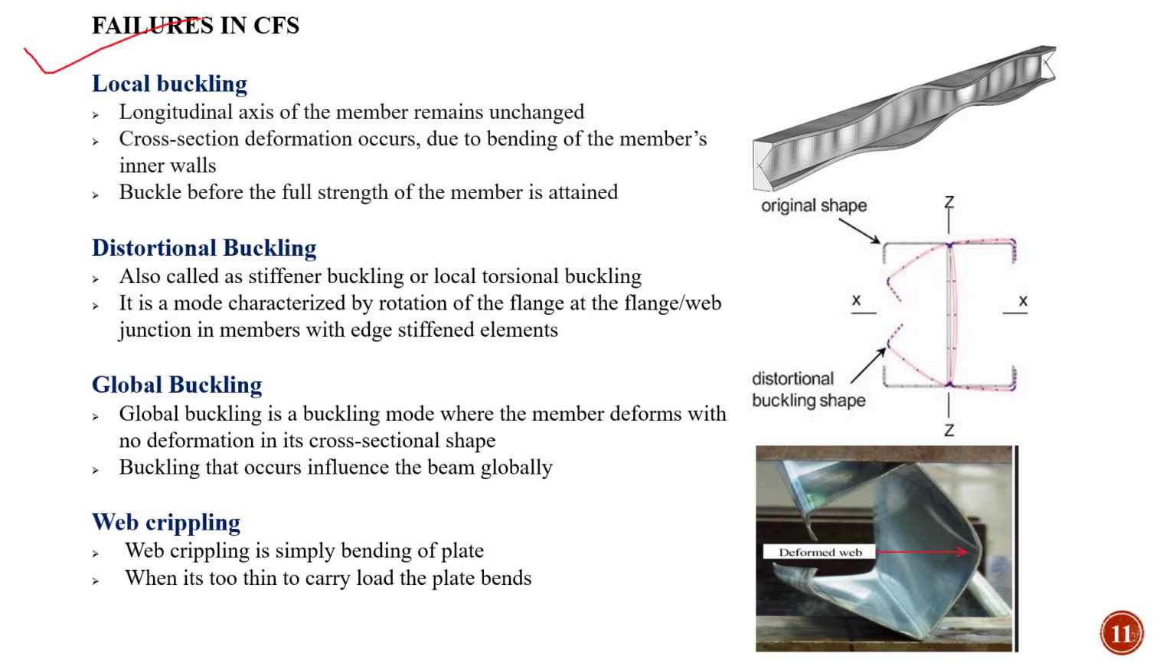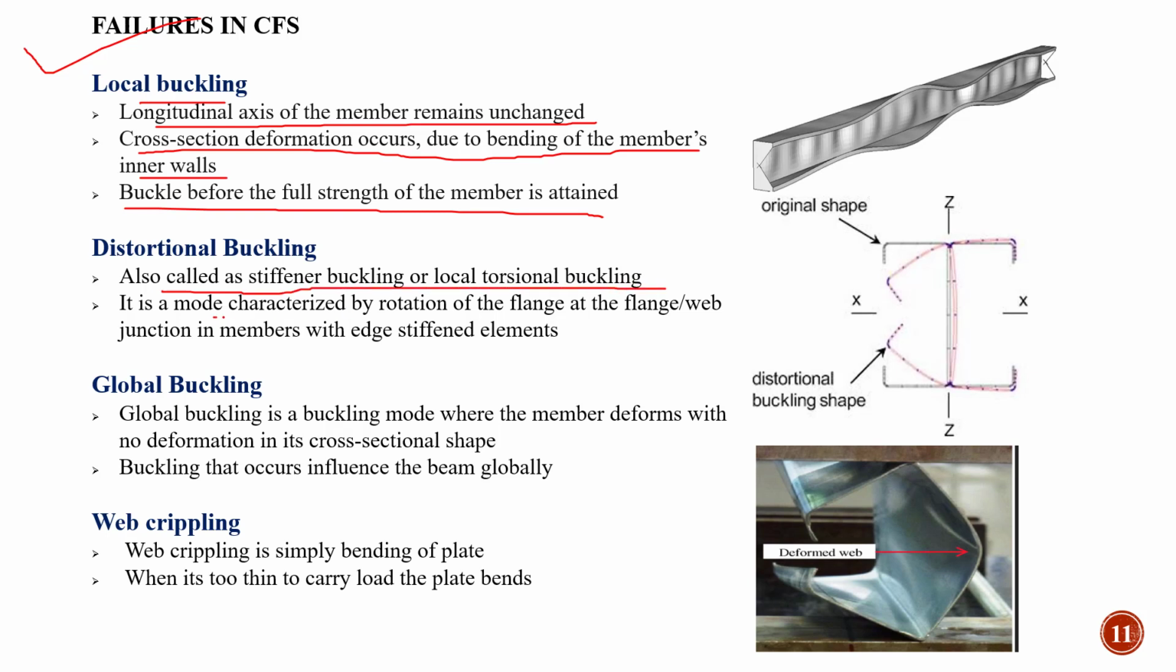So to summarize the different failures in cold-formed steel sections, they include local buckling, in which the longitudinal axis of the member remains unchanged. The cross-section deformation occurs due to the bending of the member's inner walls and buckles before the full strength of the member is attained. In the case of distortional buckling, it is also called stiffener buckling or local torsional buckling, in which there is rotation of the flange at the flange or web junction in members with the edge stiffened element. So you can see here the cross section is getting deformed.